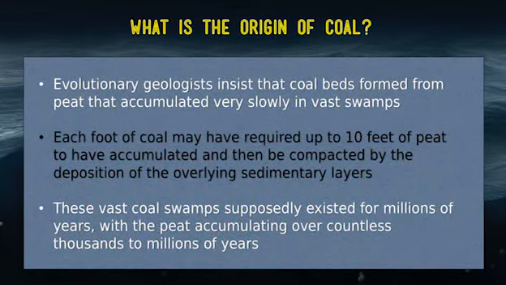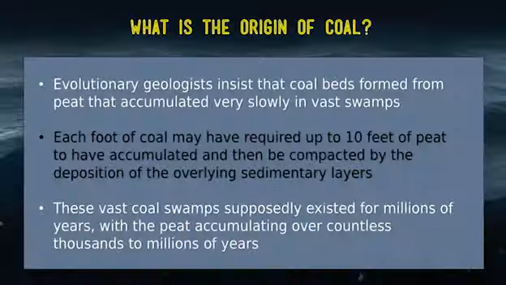Evolutionary geologists insist that coal beds formed from peat that accumulated very slowly in vast swamps. And they maintain that each foot of coal may have required up to 10 feet of peat to have accumulated and then be compacted by the deposition of the overlying sedimentary layers. So that's a lot of plant material to build up 10 feet of peat, which is then buried, compressed and hardened to form 1 foot of coal. And so they claim these vast coal swamps supposedly existed for millions of years, with the peat accumulating over countless thousands to millions of years.